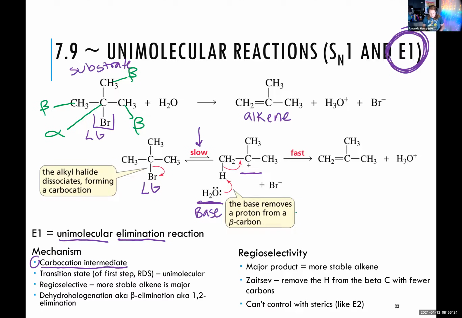But we're going to do a proton transfer. So the base removes a hydrogen from that beta carbon. And then the second arrow, so this one right here, we're using those electrons and we're going to form a pi bond between the alpha and the beta carbons. So we get rid of that leaving group, we get rid of that beta hydrogen, and then we form a pi bond between the alpha and the beta carbons. And then there's our alkene that we form.